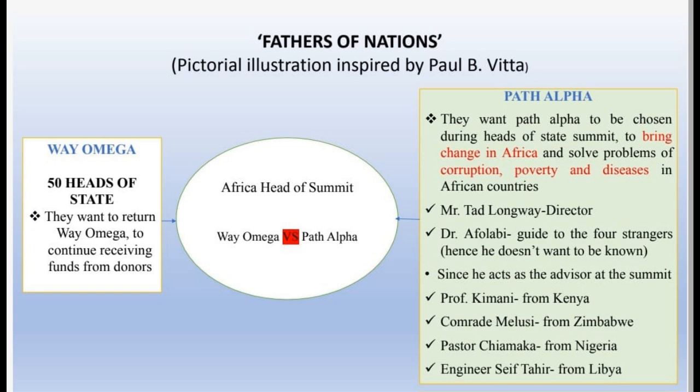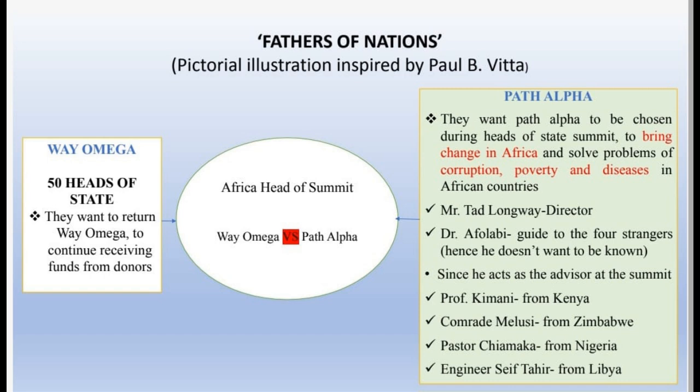Now, you can see there is a circle at the center, and this circle represents the head of state summit that is supposed to take place in Banjul, the capital city of Gambia. On one side there is Way Omega, on the right side, and on the left side there is Path Alpha. So it is Way Omega versus Path Alpha, and basically this is about choosing who is going to win the day. Is it Way Omega, is it Path Alpha?